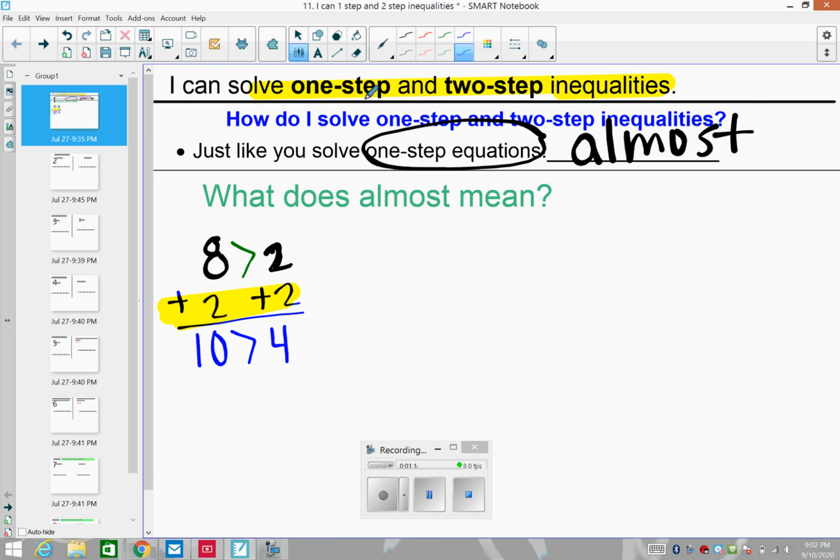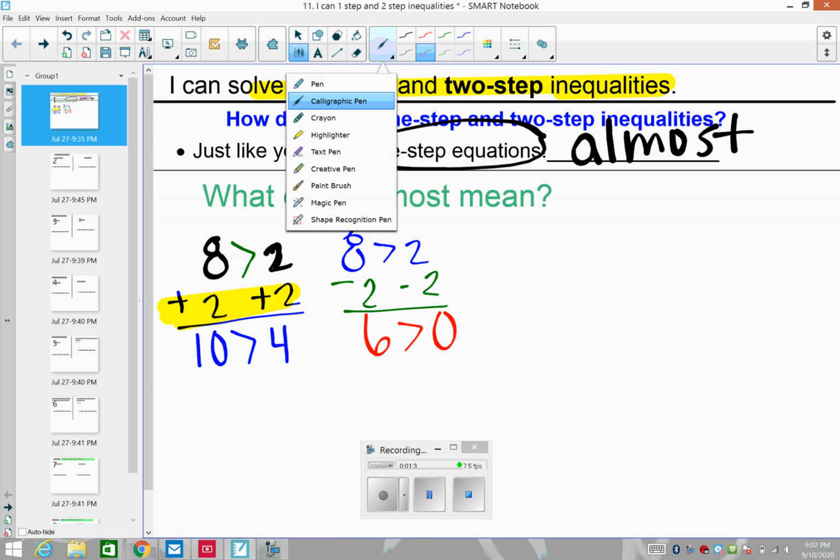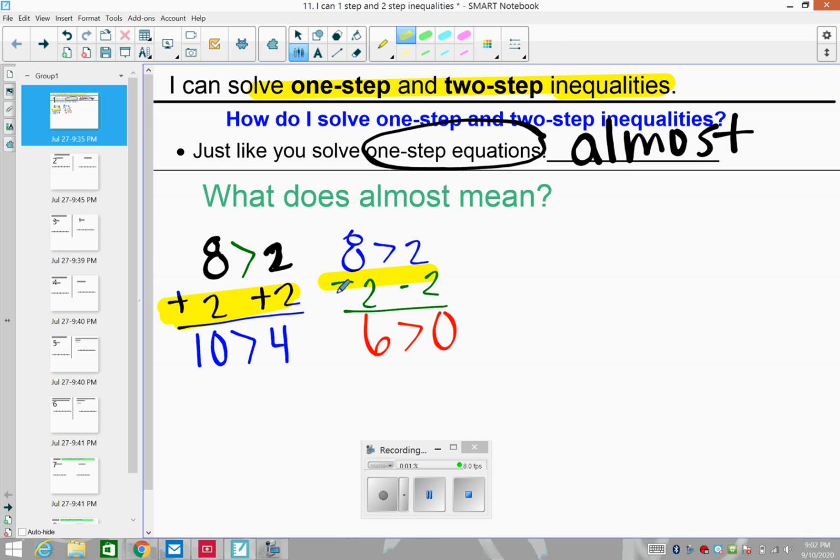So if we take that same idea of 8 greater than 2 and we subtract 2 from both sides, is it still true that the left side is still greater than the right side? So we would have 6 greater than 0. Is it still true that if I subtract 2, the left side is still greater than the right side? Yeah, still true.